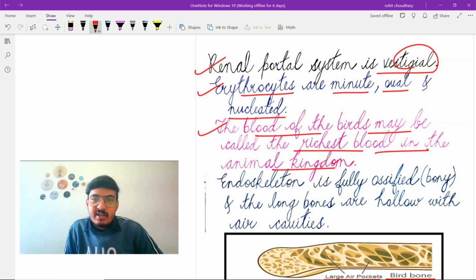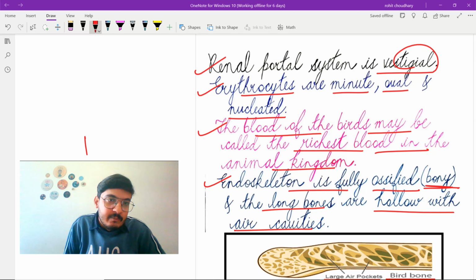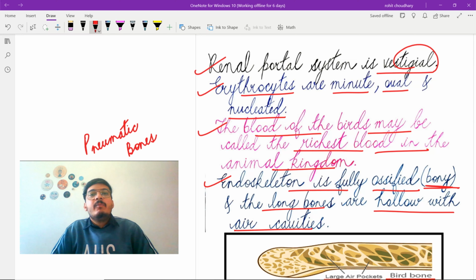The next feature is endoskeleton is fully ossified, that is bony, and the long bones are hollow with air cavities. When the long bones are hollow with air cavities, we use a term that is pneumatic bones. Pneumatic bones are the long bones with air cavities. So pneumatic bones are found in birds.